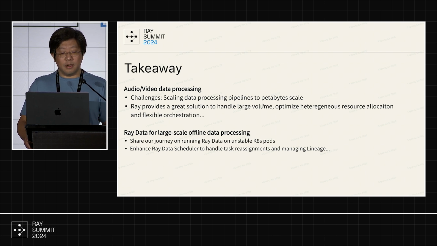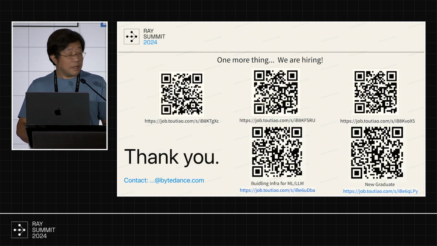We share a journey on running Ray data on unstable Kubernetes pods, and we also propose an enhancement in Ray data scheduler to handle task reassignment and also manage the object lineage. Without further ado, thank you very much for your attention, and we would like to take questions.